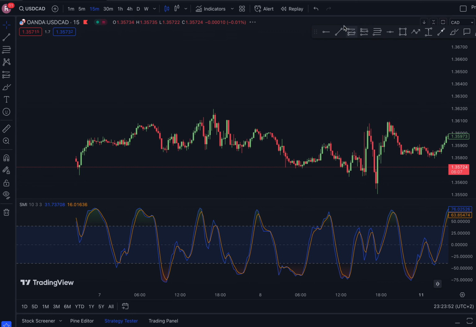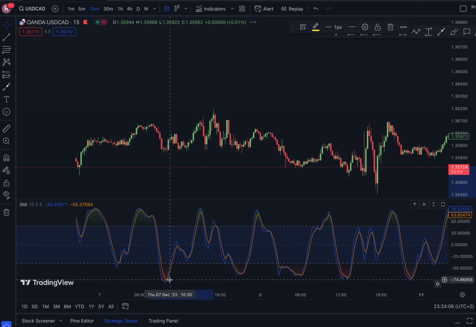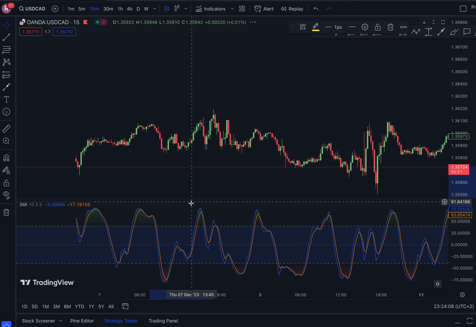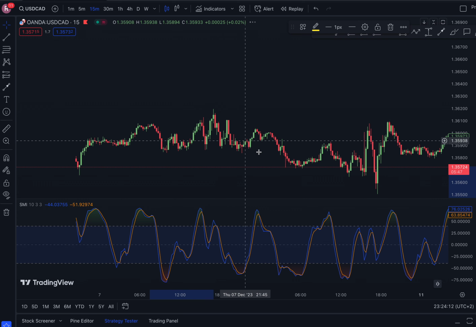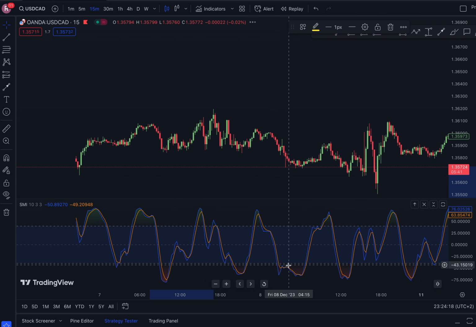Now, whenever price crosses, it indicates a sell. Whenever price crosses, indicates a buy. Whenever price crosses, indicates a sell. Whenever price crosses, indicate a buy. Whenever price crosses, indicates a sell.